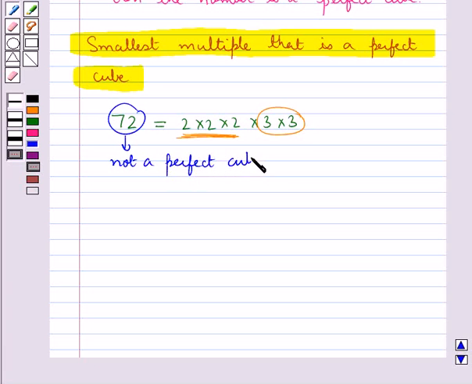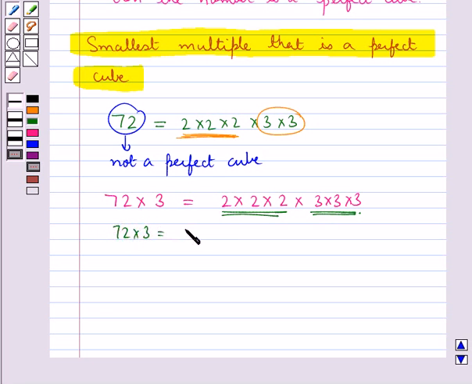Thus the 72 is not a perfect cube. Now for 72 to be a perfect cube, each factor should appear 3 times. But as you can see, the factor 3 is appearing just 2 times. So to make 72 a perfect cube, we need to multiply the 72 by 3 so that each factor appears 3 times. Thus we say 72 into 3 is equal to 216. Now this 216 is a perfect cube.